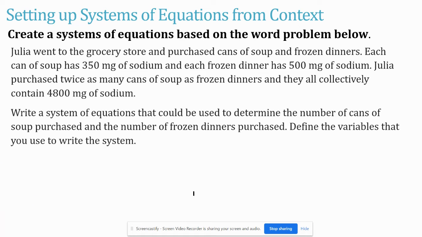So first, let's go in and highlight some important information. Okay, so we know that a can of soup has 350 milligrams of sodium, and frozen dinners have 500 milligrams of sodium. Just if you're not familiar, sodium just means salt. Okay. Julia purchased twice as many cans of soup as frozen dinners. So the word twice, that should stand out to you. That's a math word that we use a lot. So I'm going to highlight that. Twice as many cans of soup as frozen dinners. And they all collectively contain 4,800 milligrams of sodium.